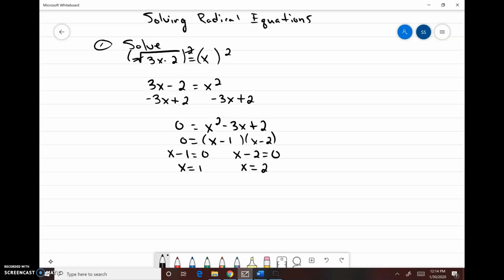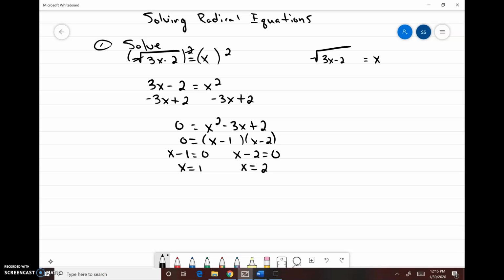Now, normally when solving linear equations, we'd be done. We could check our answer if we wanted to, but we didn't have to. When it comes to radical equations, you have to check your answers. Sometimes when you square sides, you create what's called extraneous solutions, kind of fake solutions. And so we just have to check them to make sure that they work out. So going back to the original equation, which was square root of 3x minus 2 equals x, we're going to plug in each one of these values.